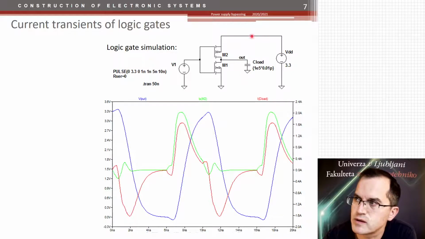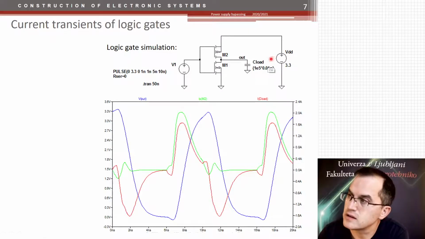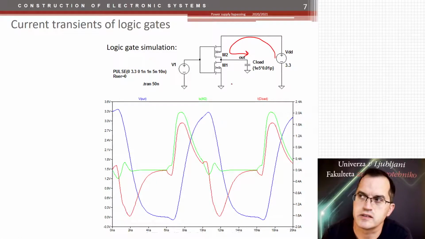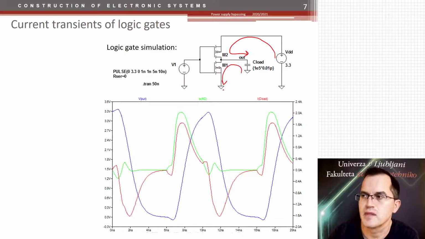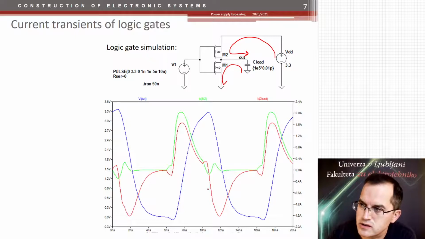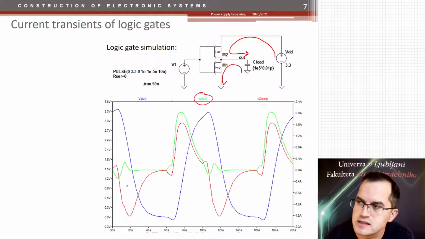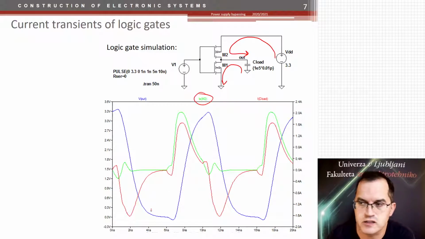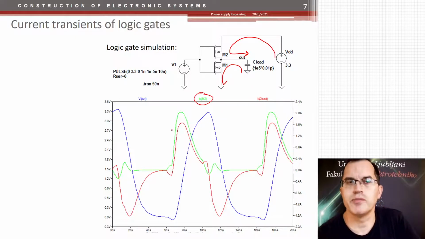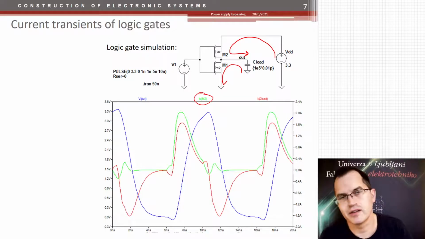Each time you change from logic 0 to 1, you need a current that flows from the power supply to charge this capacitor. Turning to logic 0 means that you discharge this capacitor. So here you are charging the capacitor, here you are discharging, charging, and so on. The current that flows from the power supply is the green one, and it flows only when you change from 0 to 1. When you change from 1 to 0, it doesn't flow from the power supply, it flows to the ground. So both currents are important. One flows from the power supply, the other flows to the ground.